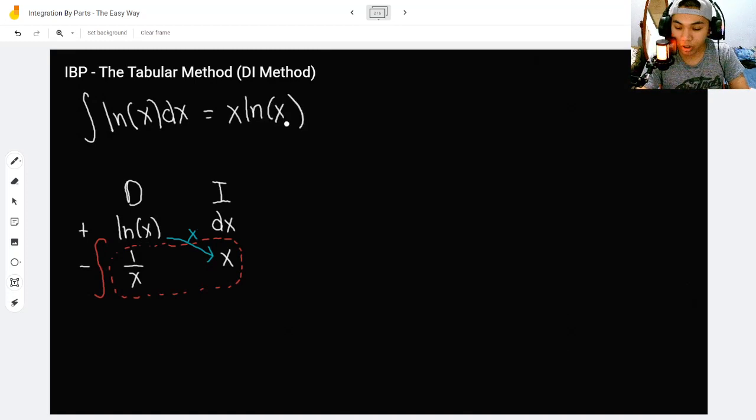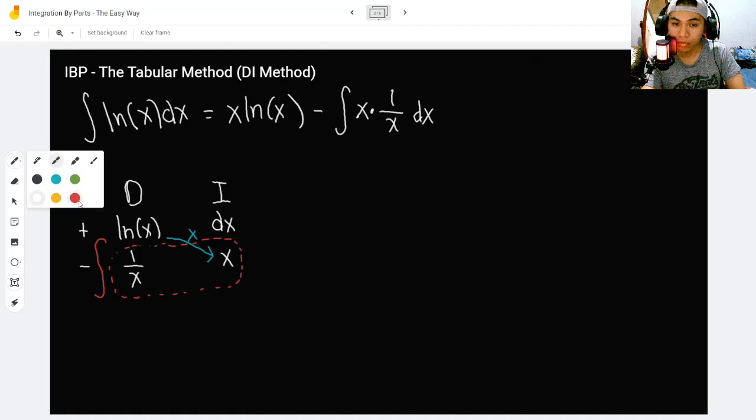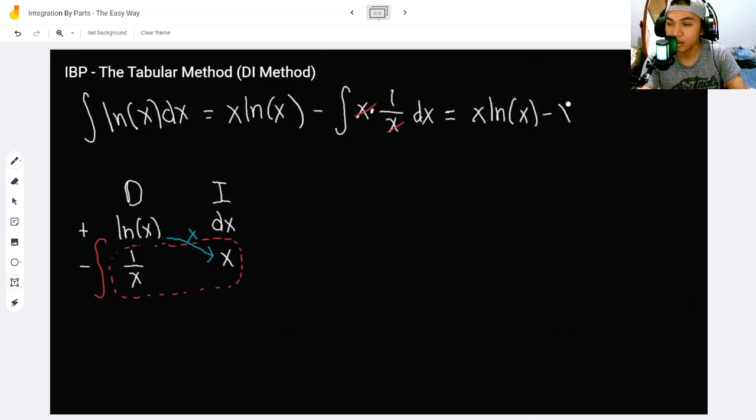Okay? Now we subtract that from the integral of the product of this. Okay, let's put it here again. x times 1 over x dx. Okay? And again, this simply cancels, and we are left with the integral of 1 dx. And the integral of 1 dx is x. So our answer will be x ln of x minus x plus c.